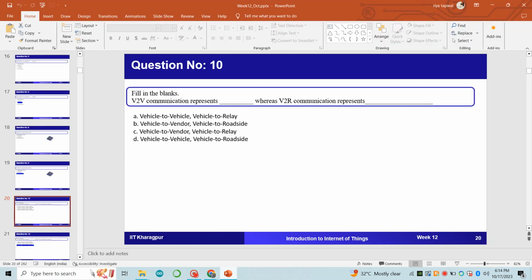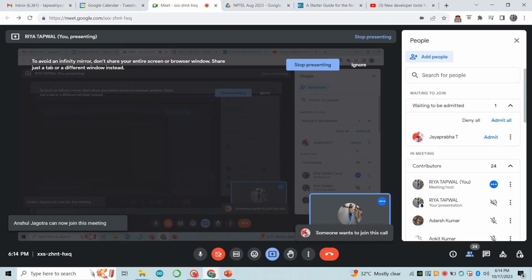Next question is, fill in the blank. V2V communication represents blank, whereas V2R communication represents blank. Options are: A, vehicle to vehicle, vehicle to relay; B, vehicle to vendor, vehicle to roadside; C, vehicle to vendor, vehicle to relay; D, vehicle to vehicle, and vehicle to roadside. Option D. Okay, anyone else? Right, option D is correct. V2V is vehicle to vehicle and V2R is vehicle to roadside.